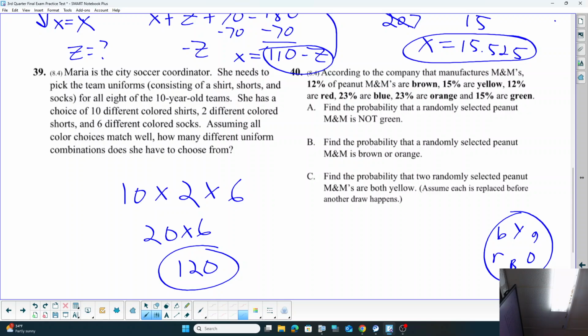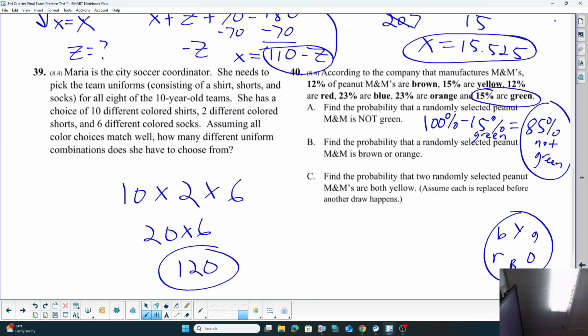So, well, let's see. 15% are green. And so 100% minus, this is called the complement of the event, where you take 100% minus what you don't want to get what you do want. So find the probability that a randomly selected peanut is not green. So minus the green is going to be 85%. So 85% of them are not green.